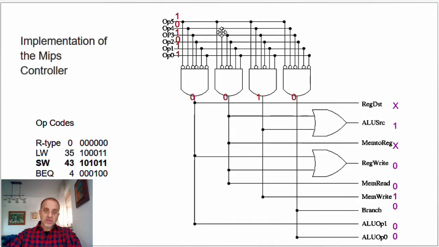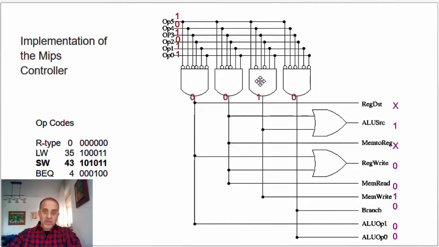And the third, well, we can take, for example, this 1 over here, opcode line 3. It's going to get inverted, and it was a 1, so it becomes a 0. So that makes this a 0.